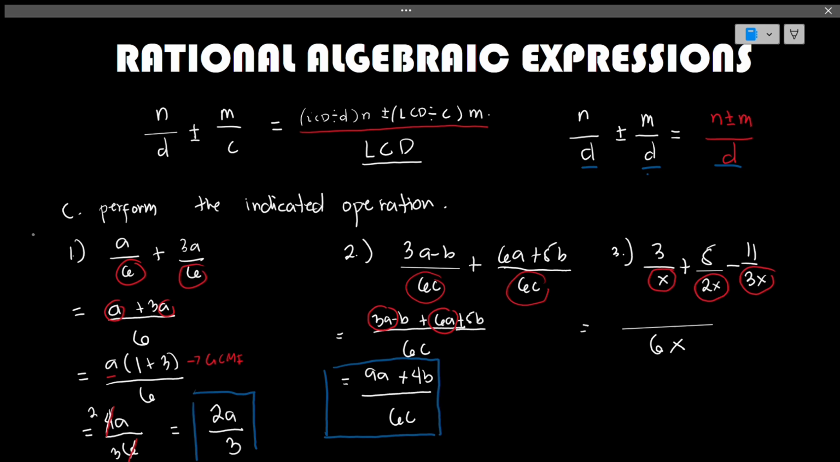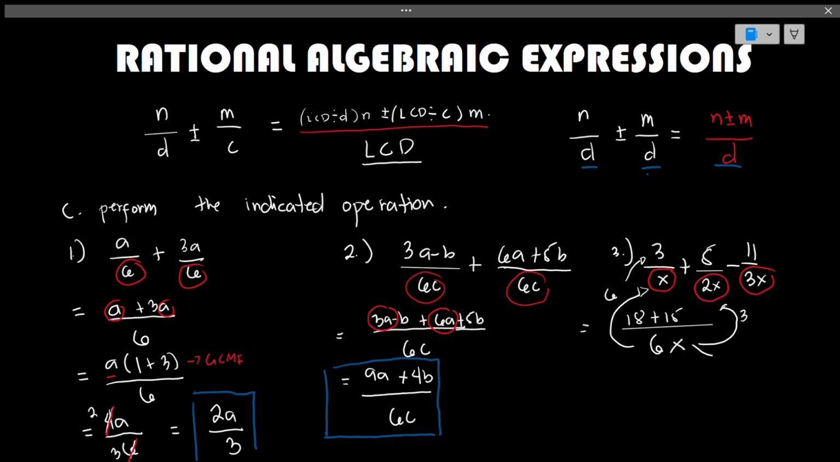Okay, so let's have 6x divided by x. The answer is 6. Then you need to multiply that by 3, which is 18, plus 6x divided by 2x. This will become 3 times 5, which is 15.